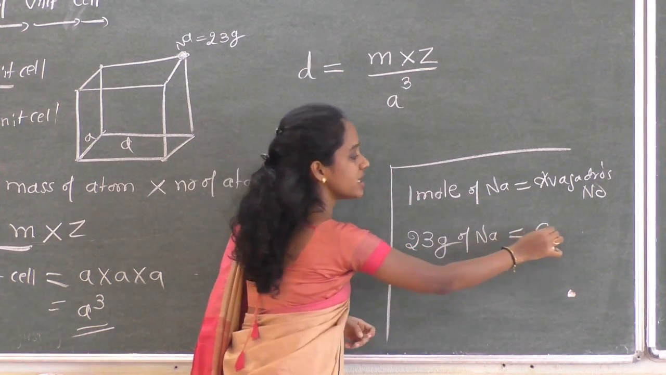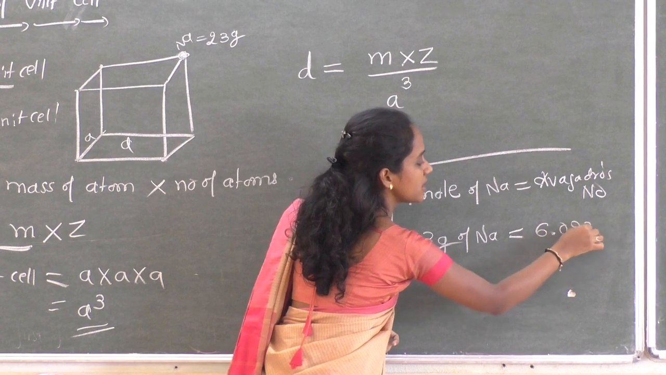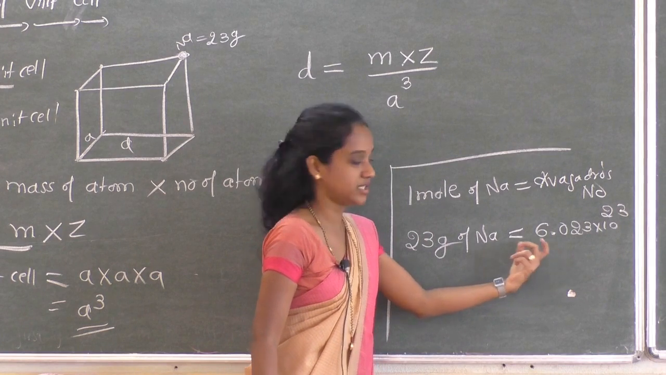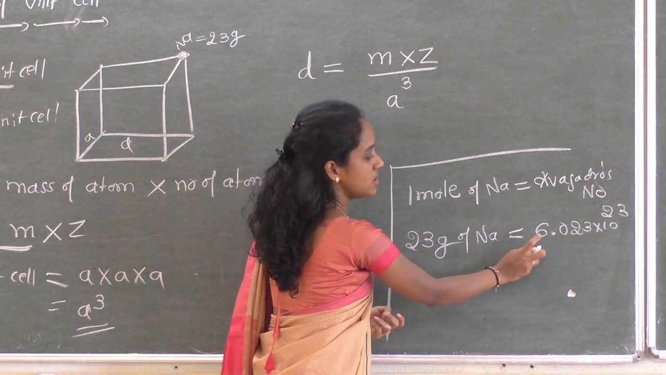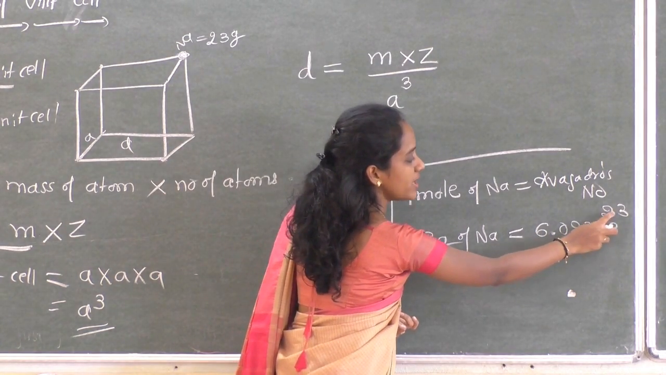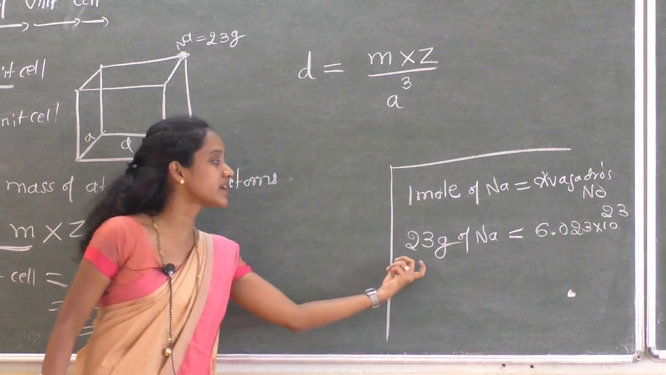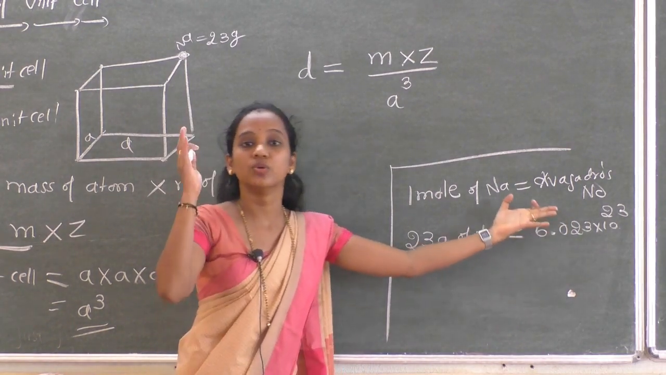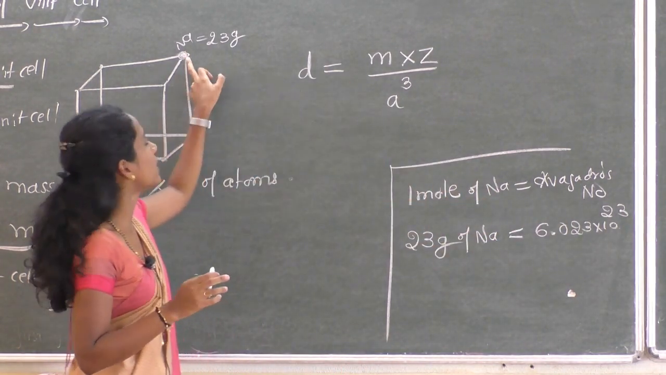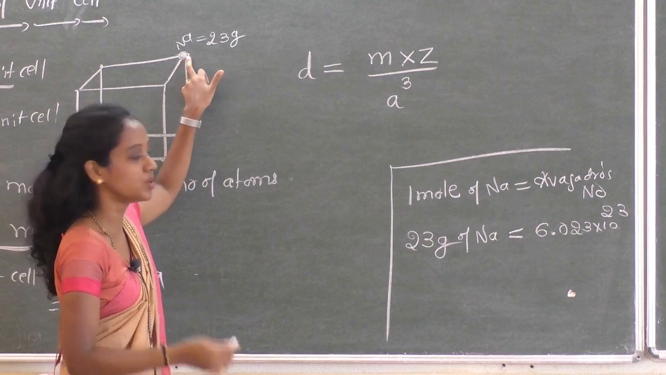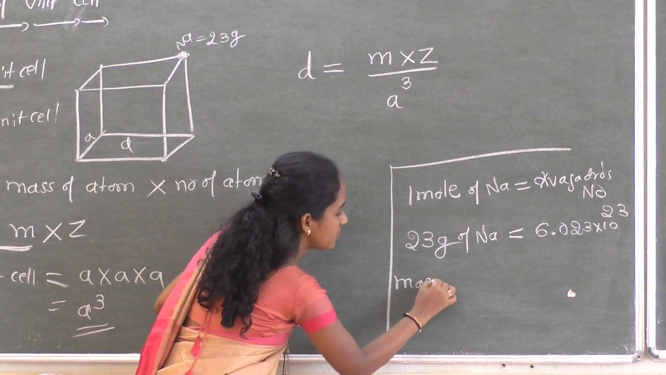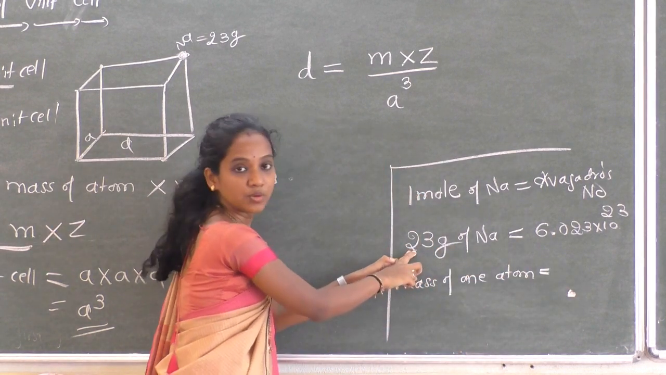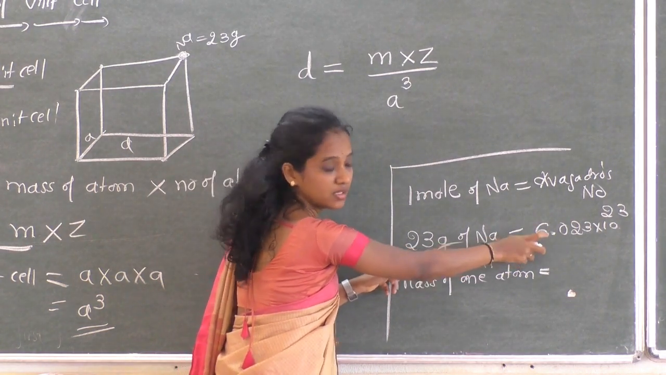What is Avogadro number? It has 6.023 into 10 to the power 23. It is a constant value, right? So Avogadro number is 6.023 into 10 to the power 23 atoms. So in 23 grams of sodium, there are this many atoms. So to calculate the mass of one atom, what we have to do? The mass of one atom is equal to 23 divided by Avogadro number.